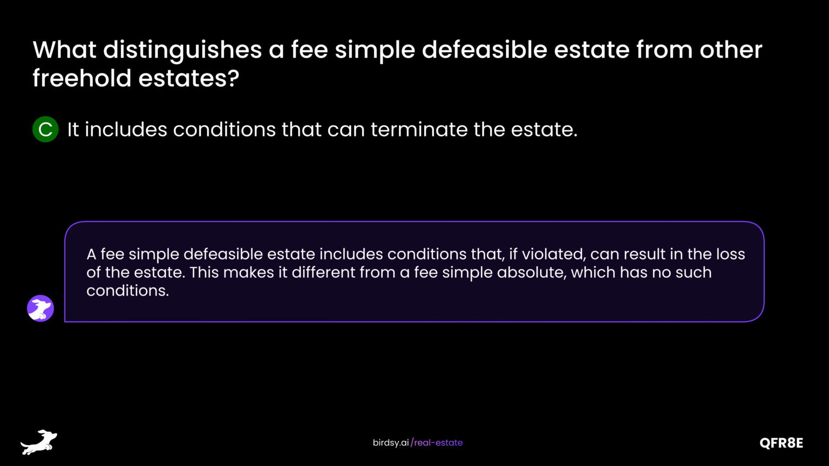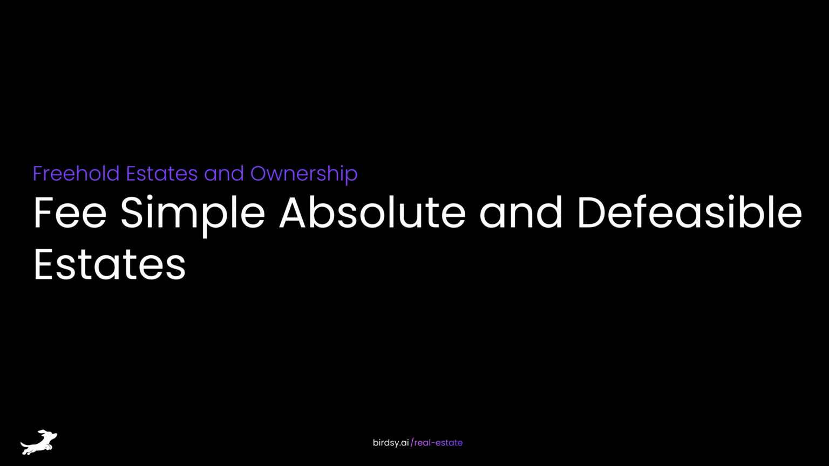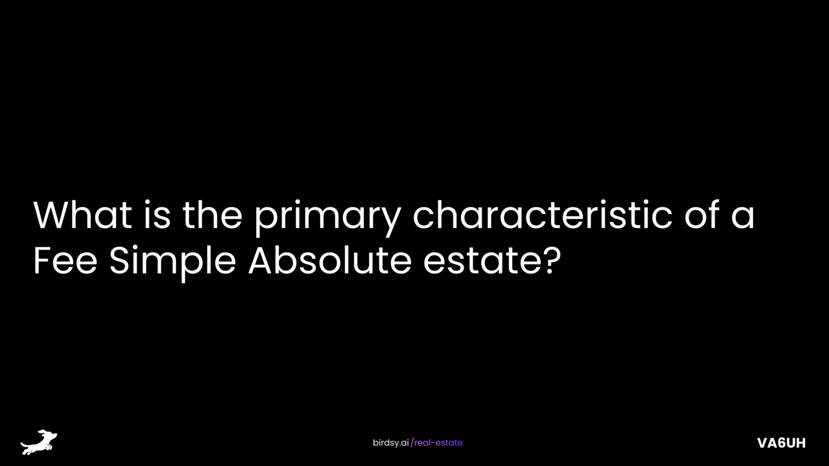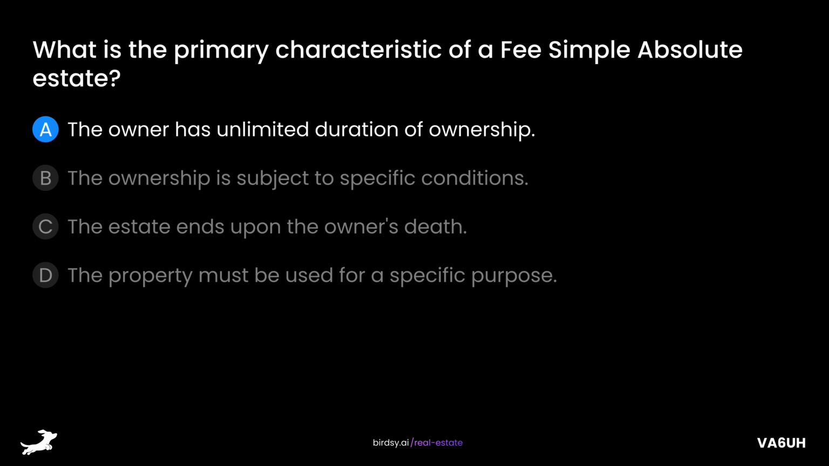A fee simple defeasible estate includes conditions that, if violated, can result in the loss of the estate. This makes it different from a fee simple absolute, which has no such conditions. Fee simple absolute and defeasible estates. What is the primary characteristic of a fee simple absolute estate? Is it A, the owner has unlimited duration of ownership? B, the ownership is subject to specific conditions? C, the estate ends upon the owner's death? Or D, the property must be used for a specific purpose? The answer is A, the owner has unlimited duration of ownership.